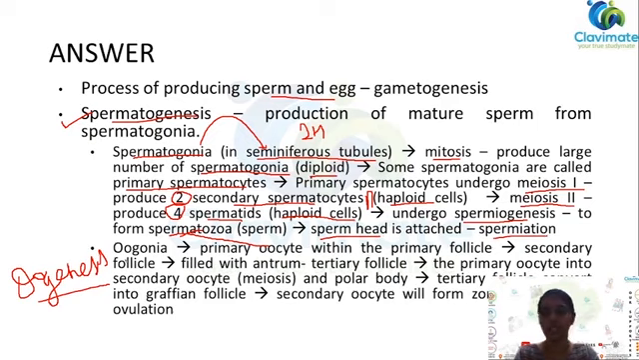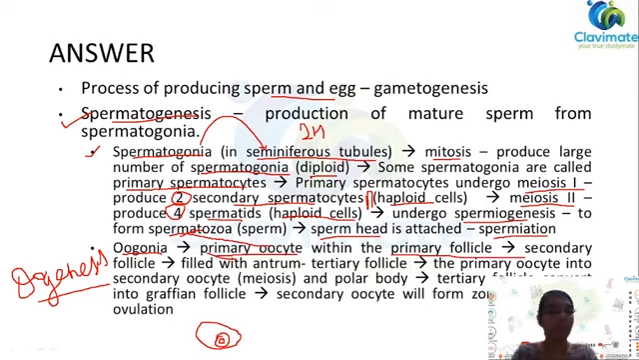Now we go to oogenesis. Oogenesis starts from the cell oogonia. In spermatogenesis it's spermatogonia, in oogenesis it's oogonia. Oogonia are present in the ovary. The oogonia form the primary oocyte, which is present within the primary follicle. We have the ovary, inside the ovary there is the primary follicle, and inside the primary follicle there is the primary oocyte. This is the exact position of the primary oocyte.